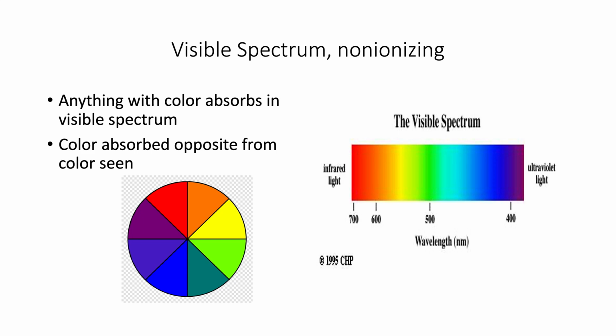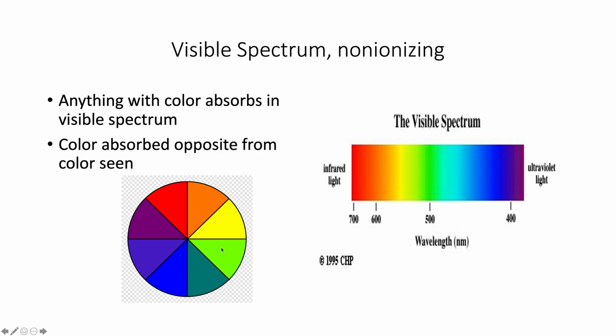Right? The visible spectrum, okay, so once you get into the visible region, it's non-ionizing. And remember, these are wavelengths, so the ultraviolet is down here, so the violet side is the high energy. You can tell if something absorbs in the visible region, because anything that has color means it absorbs light in the visible region. And it's interesting that the color you see is actually not the color absorbed, it's the opposite.